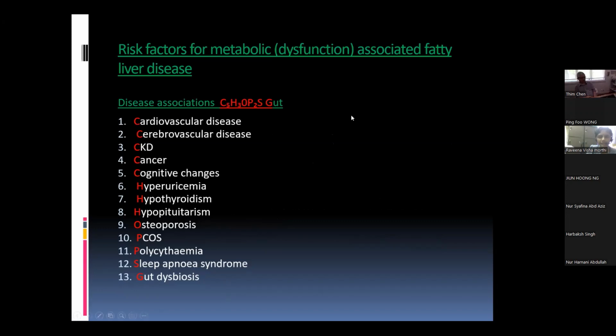So disease association with MAFLD, the mnemonic is CHOPS gut. Basically, it is this association. Some patients have hyperuricemia. We don't understand why uric acid is high in MAFLD. And you can see PCOS is involved as well, and sleep apnea. I find it very fascinating because it brings so many diseases together. It's my interest as a family physician to look at all these things and put them together in one map. And I really like this metabolic dysfunction.